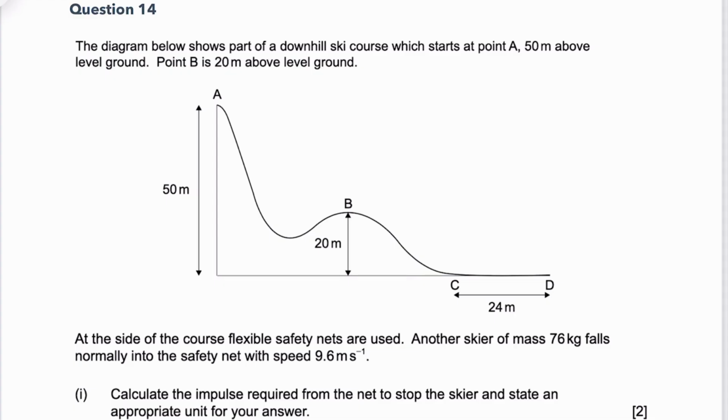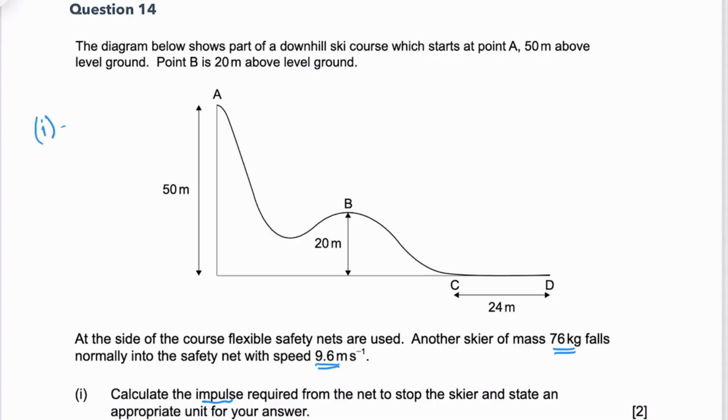Question 14. The diagram below shows part of a downhill ski course which starts at point A, 50 metres above the level ground. Point B is 20 metres above the level ground. At the side of the course, flexible safety nets are used. Another skier of mass 76 kilograms falls normally into the safety net with a speed of 9.6 metres per second. Calculate the impulse required from the net to stop the skier and state an appropriate unit for your answer.